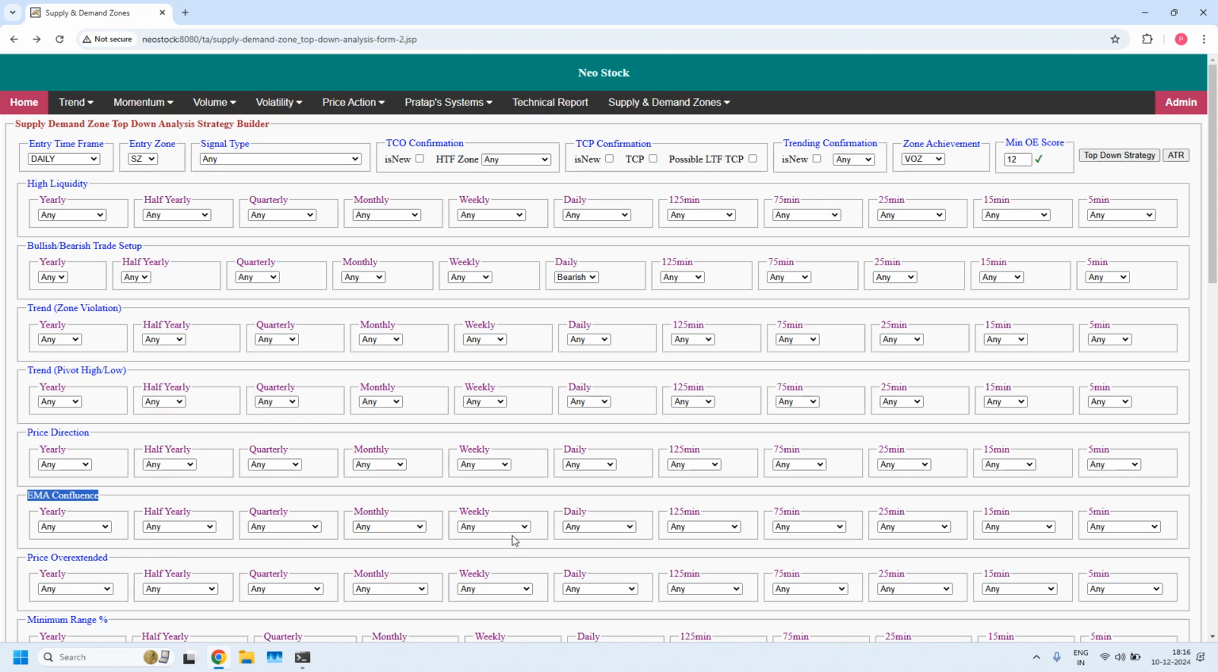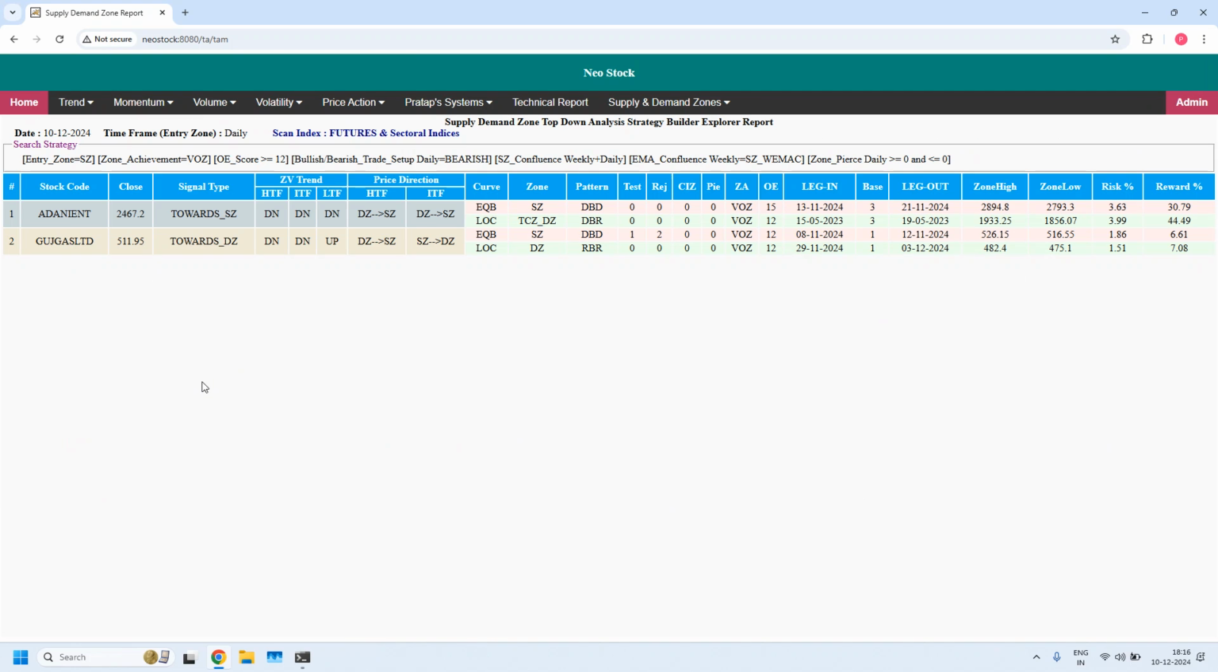So EMA confluence, weekly time frame, because daily zone is part of the weekly zone. So weekly supply zone is having weekly EMA confluence. Filter is enabled. With this filter, 2 stocks are filtered. These 2 are even more high probability trade setup supported supply zones.